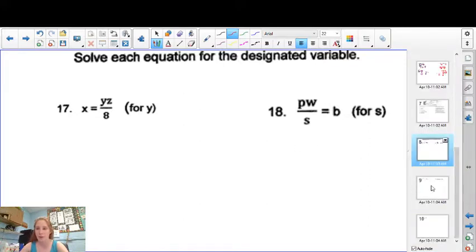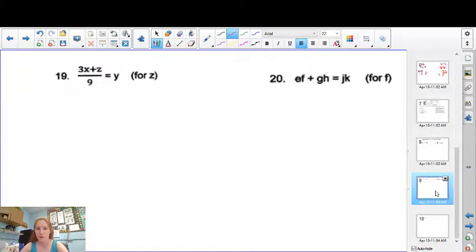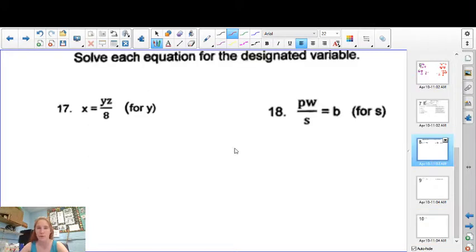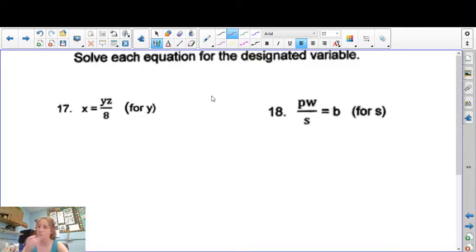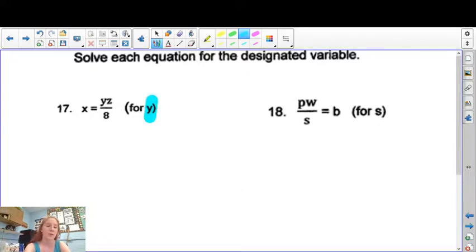Okay, we've got 5 more to go. Almost done. These ones we're going to solve for the letter that we're looking for. And remember, even though everything is in terms of letters already, it's going to have more letters out.